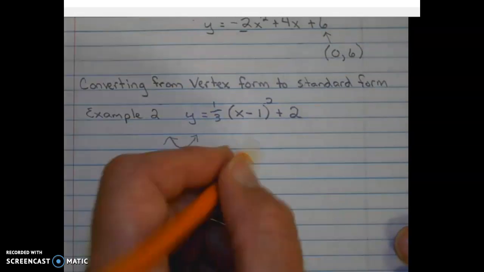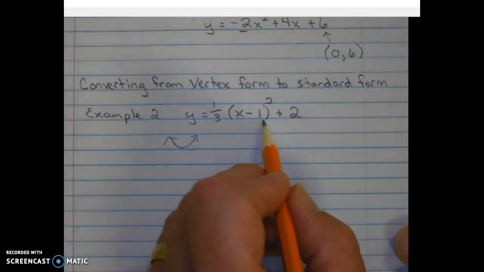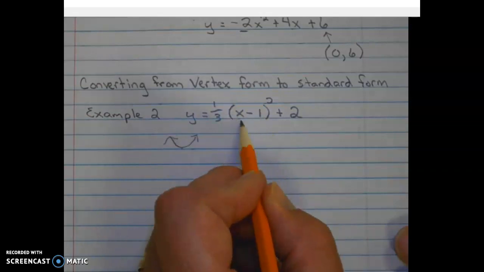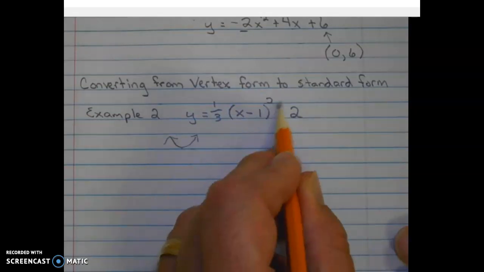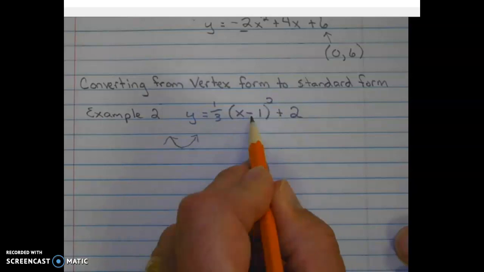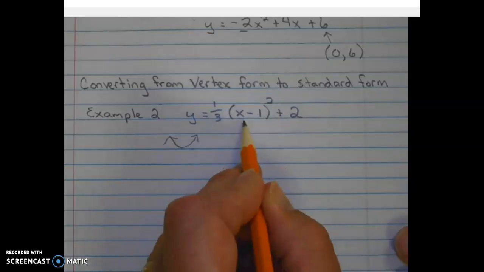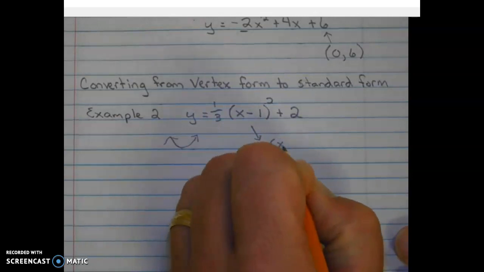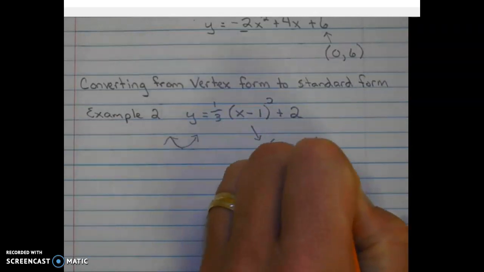So first thing, we start inside the grouping symbol here. There's nothing to do inside the grouping symbol. Then we go to exponents. So we're going to go ahead and square this. So we're going to square the x minus 1 first. So x minus 1 times x minus 1.